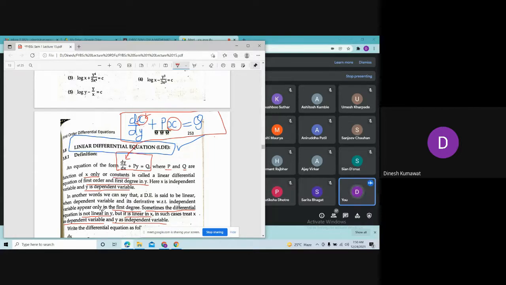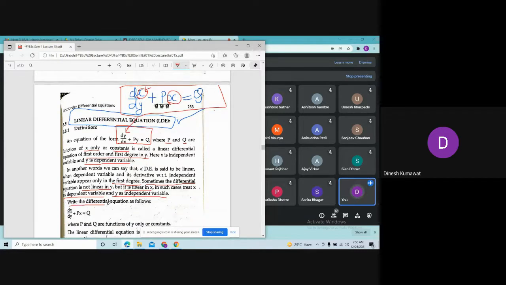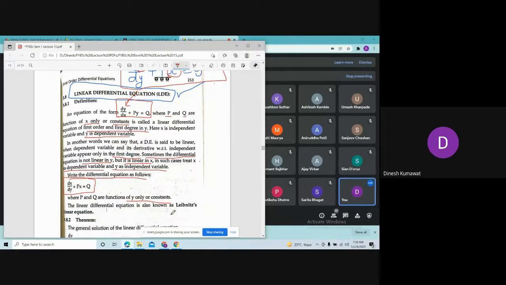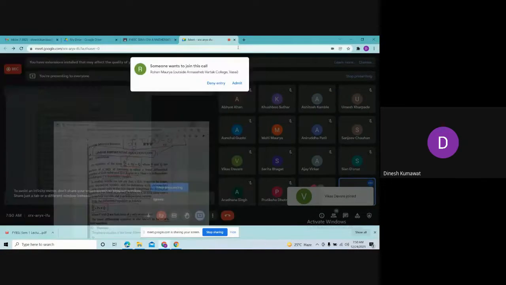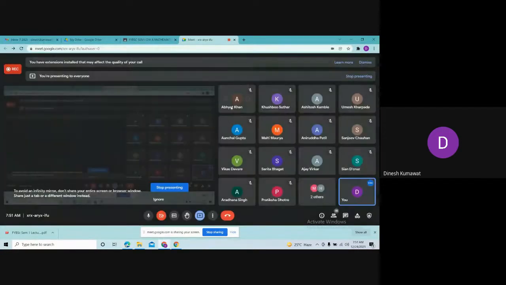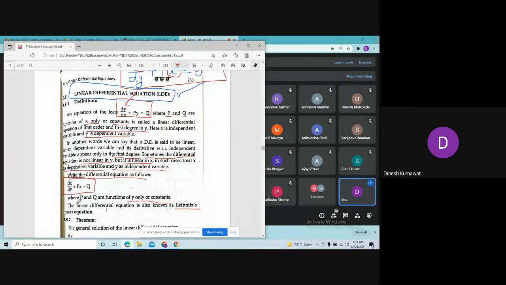Whenever the given differential equation is not linear in y, write the differential equation as follows: dx by dy plus px is equals to q, where p and q are functions of y only or constants. The linear differential equation is also known as Leibniz linear equation. This is the name of the mathematician Leibniz.